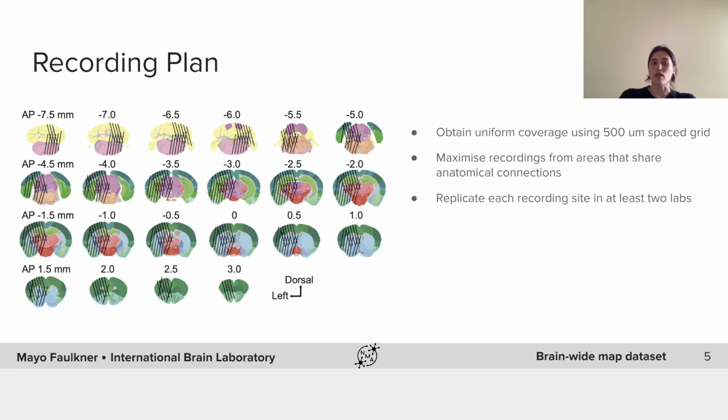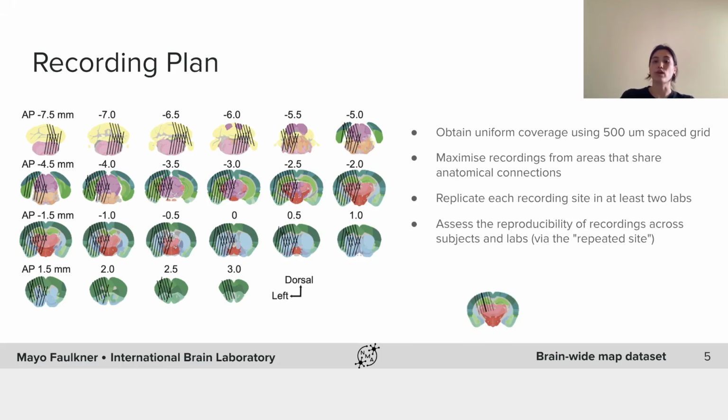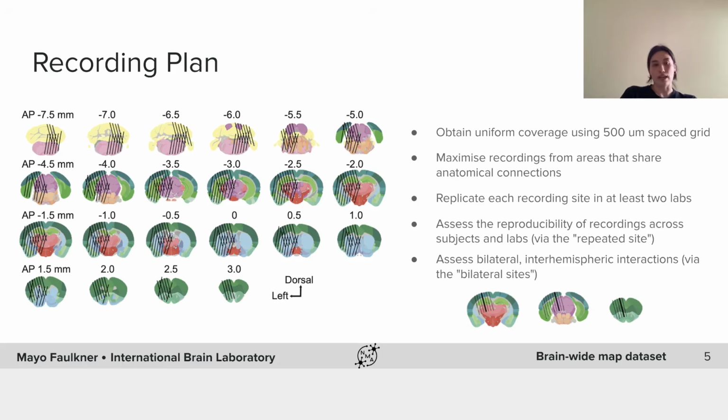Each recording site was targeted by at least 2 laboratories, and in each subject we recorded from one repeated site, called the repeated site, and that allowed us to assess the reproducibility of our recordings both across subjects and labs. In some subjects, we also performed bilateral recordings where our insertions were targeted in the same location but on opposite hemispheres in order for us to investigate interhemispheric interactions.